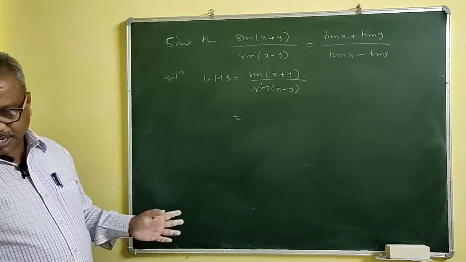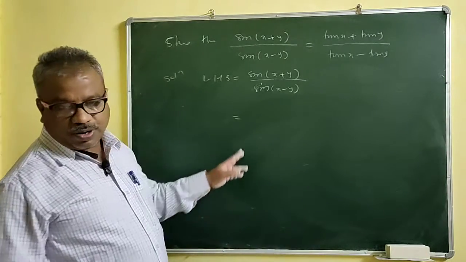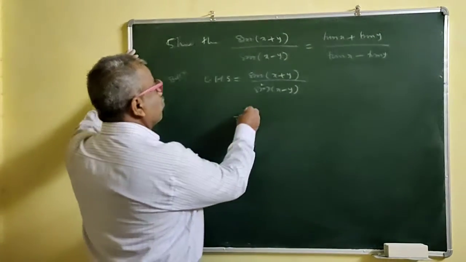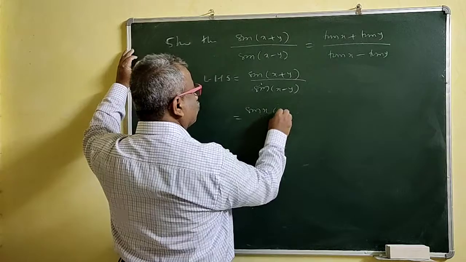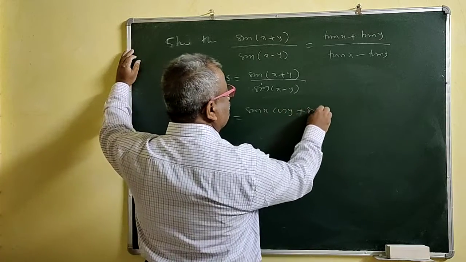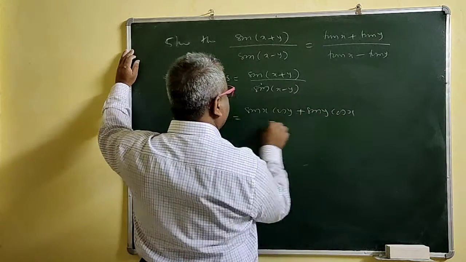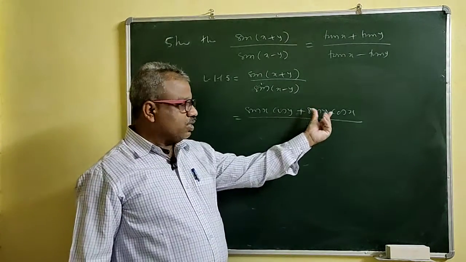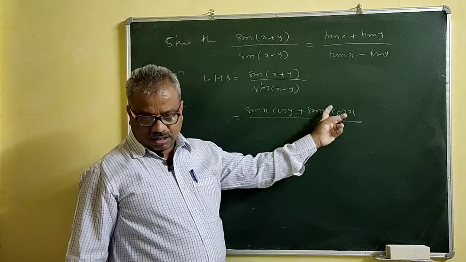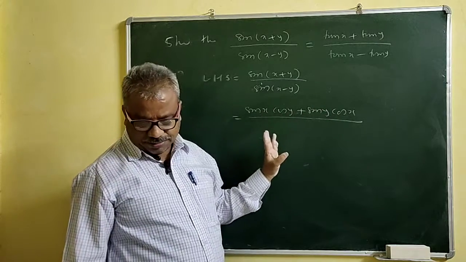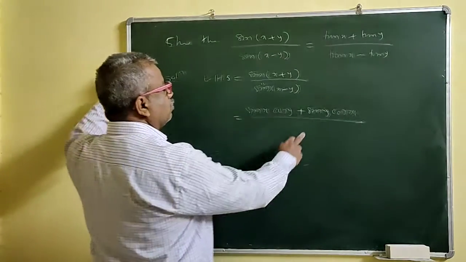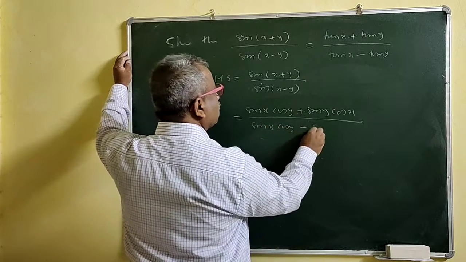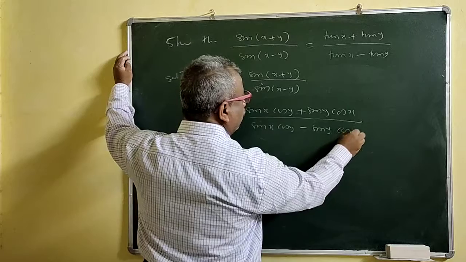Now we'll expand this. We'll write the formula for sin A plus B and sin A minus B. So sin of x cos of y plus sin of y cos of x upon, what you may write here, cos x into sin y, doesn't matter. The term order is not important here. So sin of x cos of y minus sin of y cos of x.